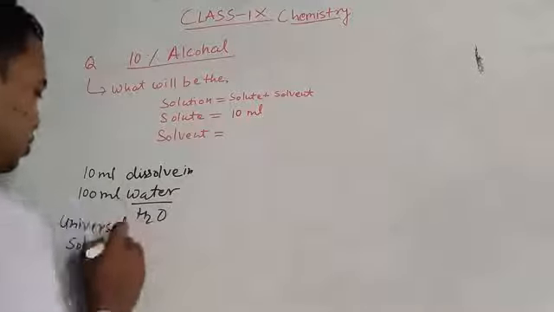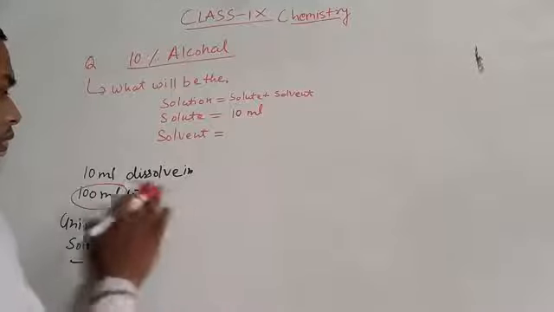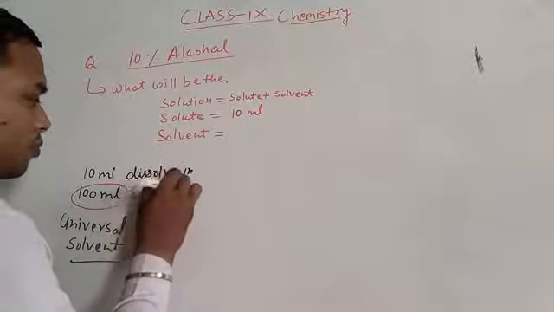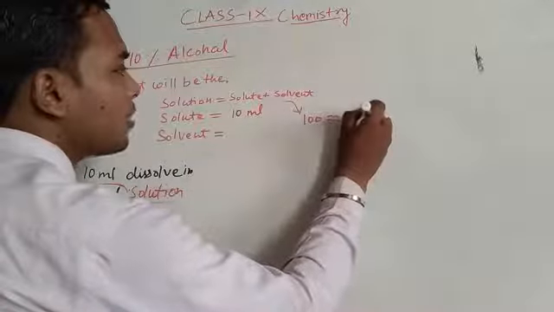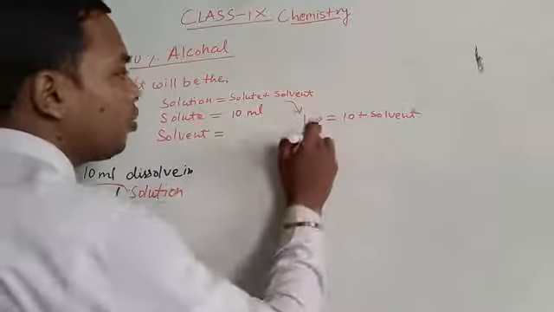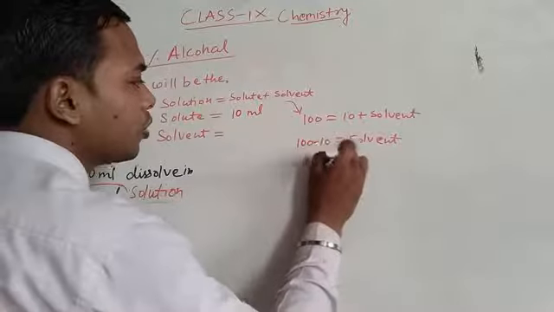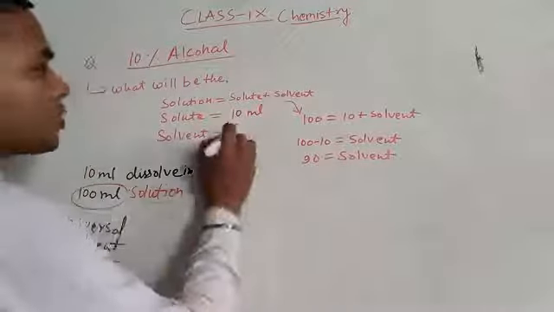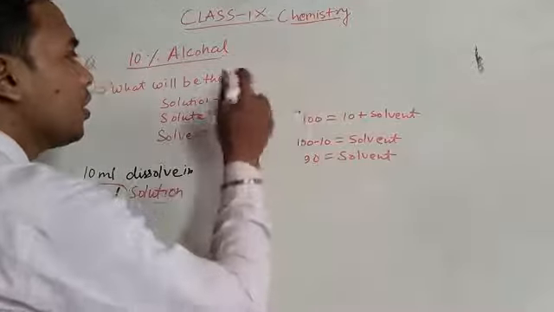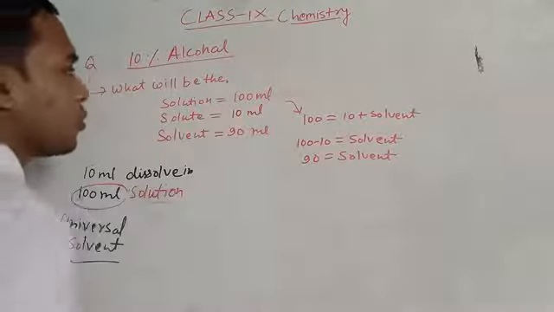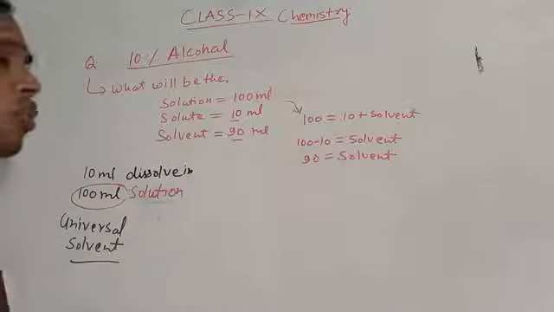तो सॉल्यूशन आपका 100 ml दिया है. तो 100 is equal to 10 plus solvent, so 100 minus 10 is equal to solvent, so 90 is equal to solvent. तो आपकी सॉल्वेंट की वैल्यू 90 ml हो जाएगी, और सॉल्यूशन की वैल्यू 100 ml. तो 100 ml सॉल्यूशन में 10 ml सॉल्यूट है और 90 ml सॉल्वेंट है. So this will be the answer for 10% alcohol solution.